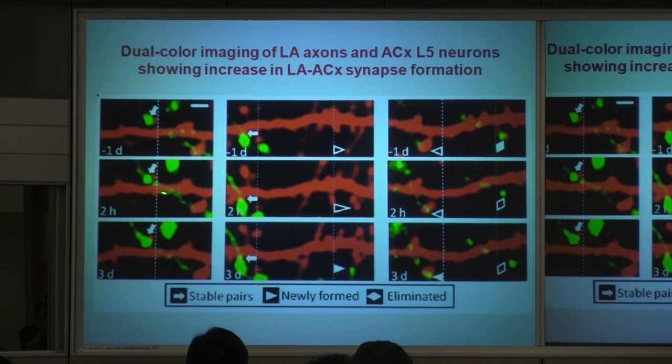So in fact, this is a stable synapse that doesn't change. This is a synapse that was not there, but later on there's a new synapse made by a new bouton that was not there before. The new bouton is making a contact with the spine. Here is another one. There's no bouton here, and then after 3 days, a new postsynaptic structure is formed. So you can look at the newly formed boutons, newly eliminated boutons, and look at their change.